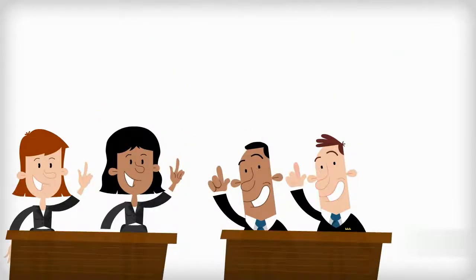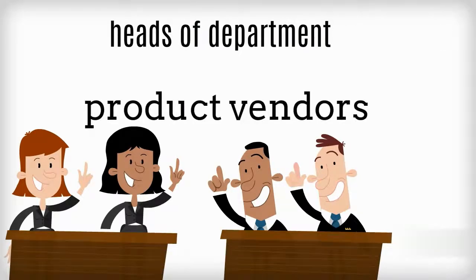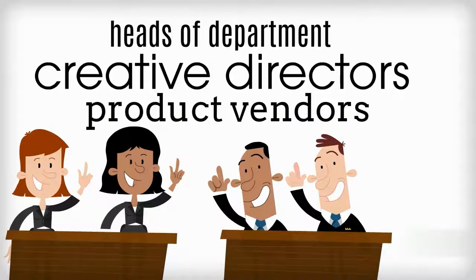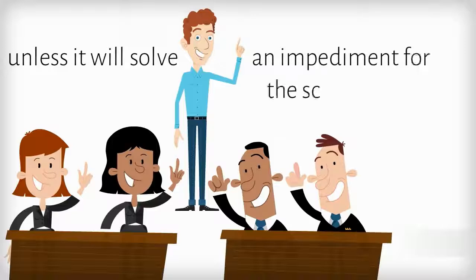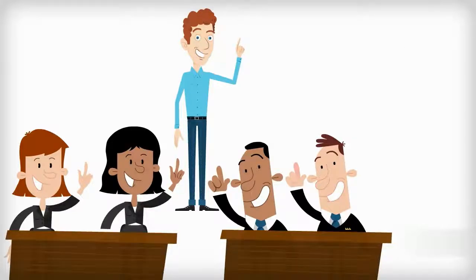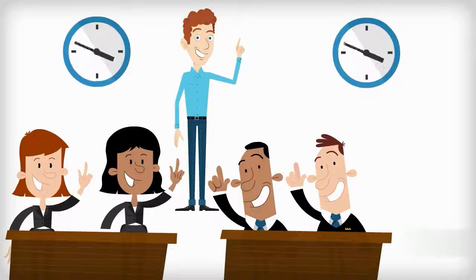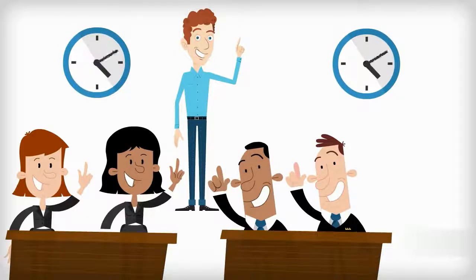This can prove tough in reality since the stakeholders can consist of heads of department, product vendors, creative directors, and other people with different but equally important perspectives. To be clear, the Scrum Master is not required to organize these time boxes unless it will solve an impediment for the Scrum team. However, in reality, the constraint of time often requires things to work this way.